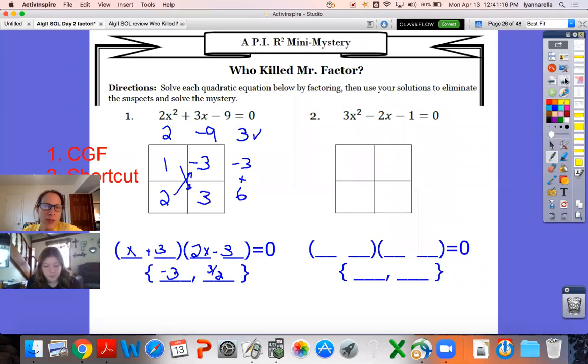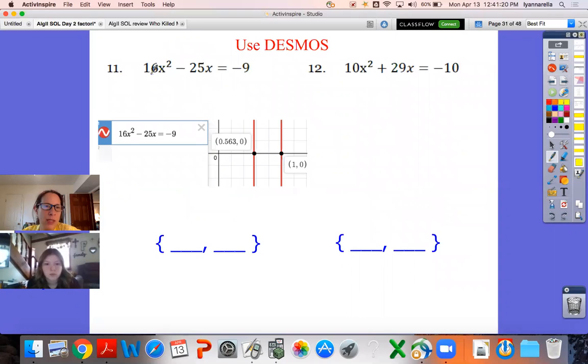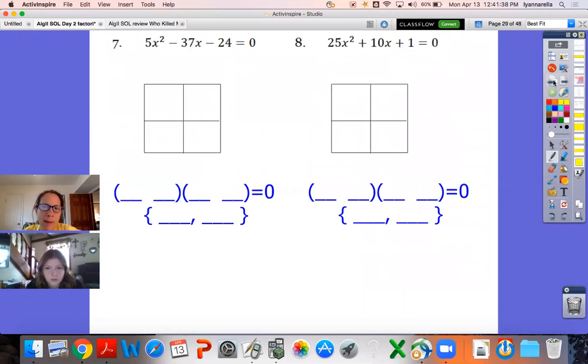So I want 10 factor boxes. So I just did 10 for the first 10. And then I said you could use Desmos for the next. So I went straight to Desmos and just graphed this right there. And I got this number and this number. So I know 0.563 is not exact. It looks like it's rounded, but I know 1 is exact. So if I go to the list and say, which one has a 1 and a 0.563?